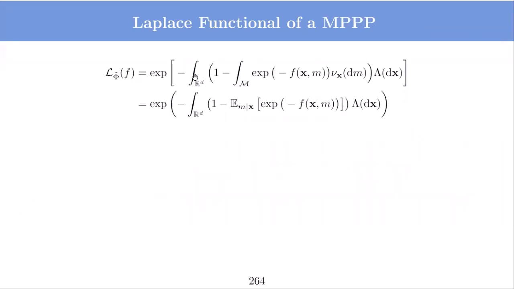It is also interesting to note a second form: instead of writing this, if I just write it as an exponential, I'm given x of this one. And that is also used many times. Just to note that this term is nothing but the expectation of exponential minus f(x, m) with respect to the mark distribution given x. This is the palm distribution of the mark.